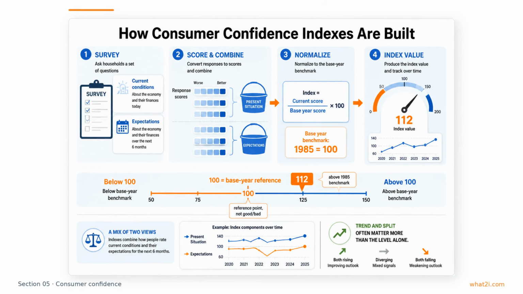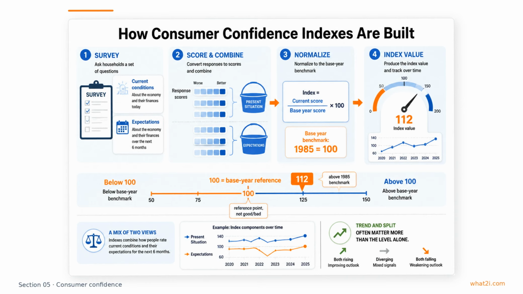Consumer confidence indexes are built by collecting survey responses, scoring them, and converting them into an index relative to a benchmark year. The questions usually cover current conditions and future expectations, and in the Conference Board measure, those parts are broken out explicitly. The final index is standardized, often with a base such as 1985 equal to 100, so current readings can be compared with historical norms. A reading above 100 means sentiment is above that benchmark period, while a reading below 100 means it is below it. But that does not automatically mean the economy is strong or weak in a simple sense. What often matters more is the direction of the index and the split between present conditions and expectations.